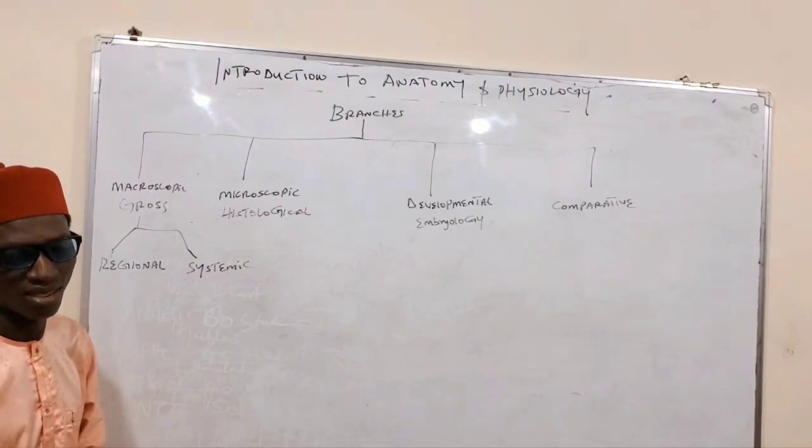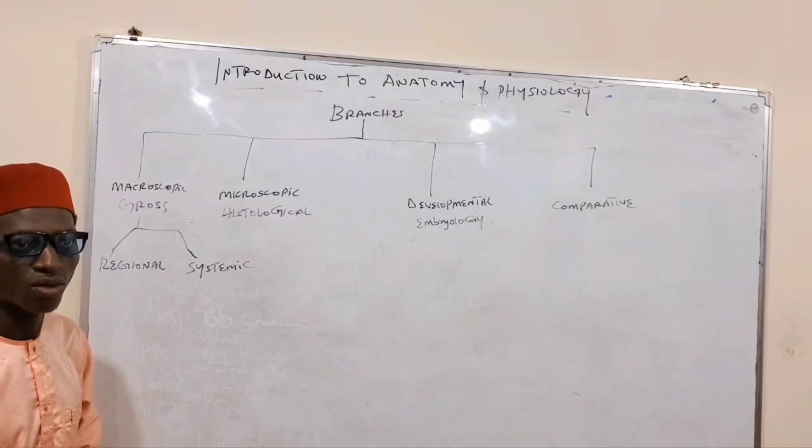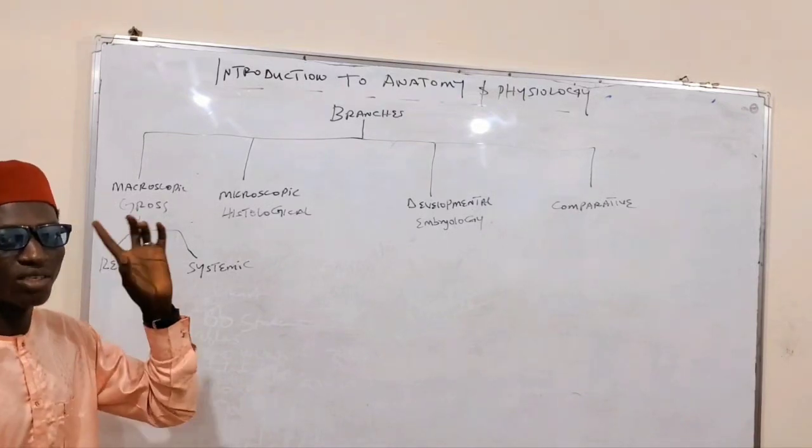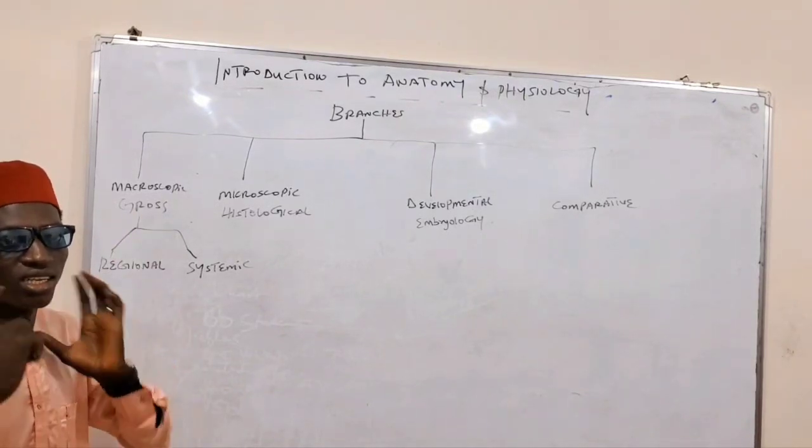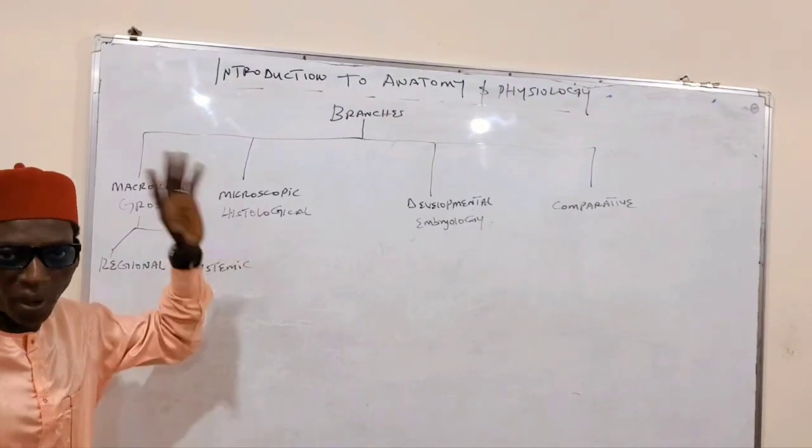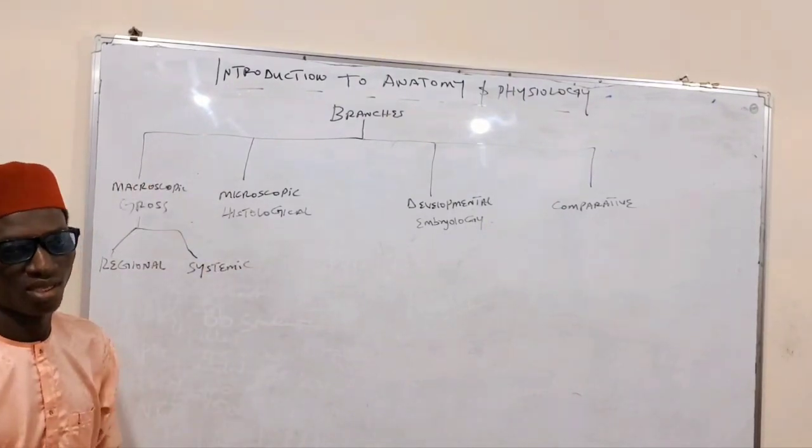Now, the regional anatomy is a branch of macroscopic anatomy that deals with the study of human structure part by part. This is a situation where you study anything about the head, the neck, the trunk, the upper limbs, and the lower limbs.